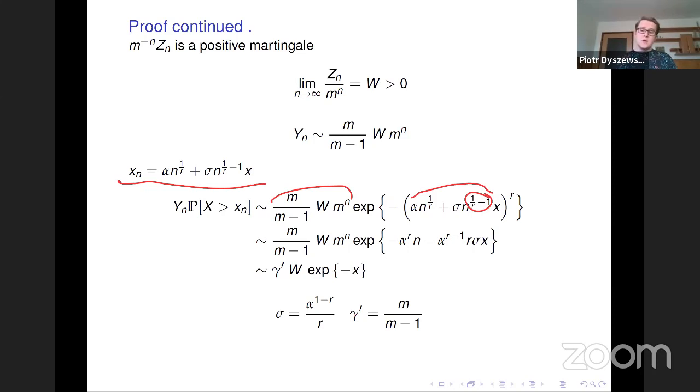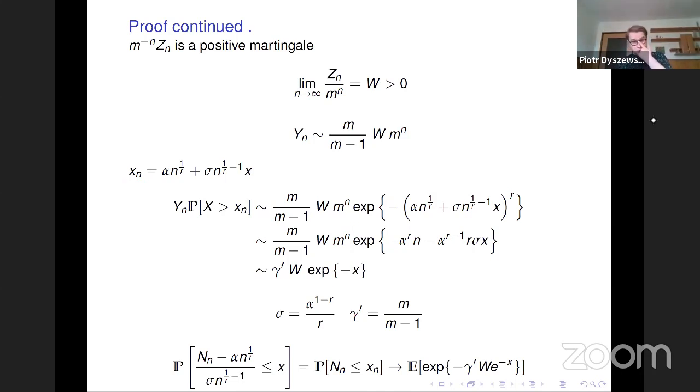All right, but now we just need to recall what is the role of alpha. Alpha is taken such that this guy will cancel with m to the n, right? So we are in business. We're in business because if we call our constants accordingly, then we get a nice limit. And if we go back to what we have done, this basically shows that this biggest displacement after a proper centering and scaling does converge to this nice random shift of the Gumbel law.